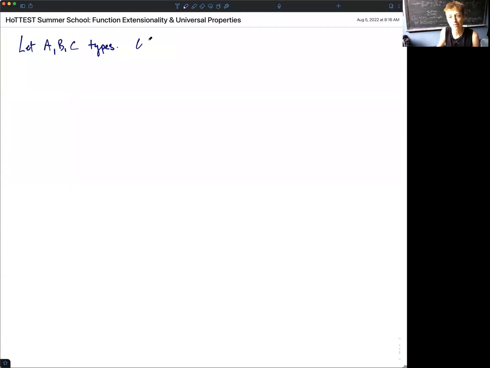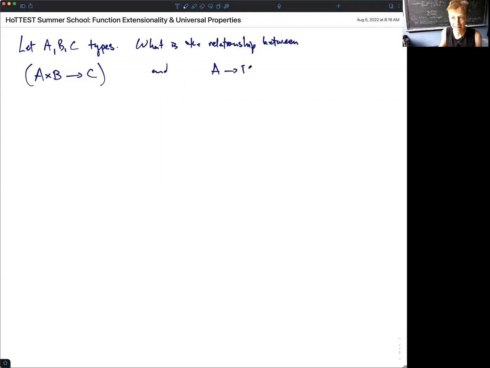So a very natural question is, what is the relationship between the following types? On the one hand, we could think about the type of functions out of the product of A and B and into C. Or we could think about the type of functions from A to the type of functions from B to C. Remember, the second type has an implicit parenthesis here, though it's not common to write it. So what is the relationship between these types?